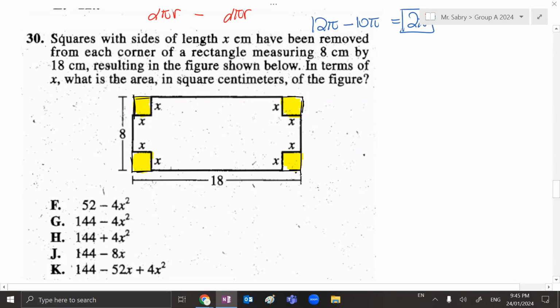So I'll start with the area of the big shape. The big shape is basically 18 multiplied by 8 because it's length times width, which is 144. 144 is the area of the whole big rectangle. Now I'll subtract from that 4 squares. Each square, the area of it is side times side, which is x to the power of 2. So it's 4x squared. So when you look at the choices, it's G. Does this make sense? Okay.